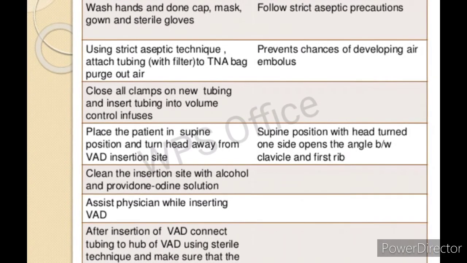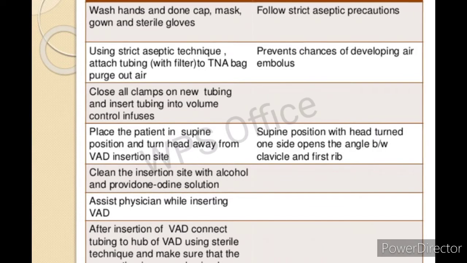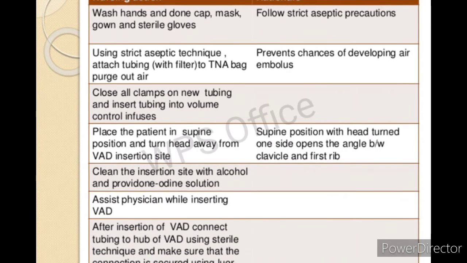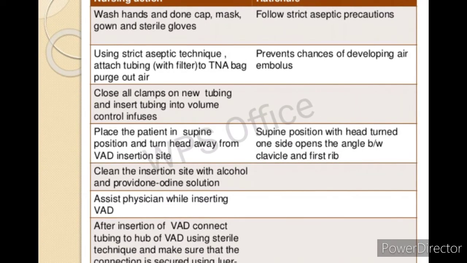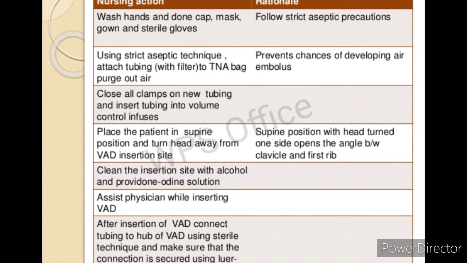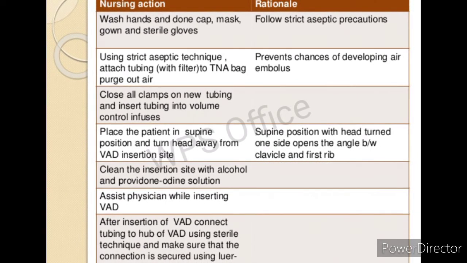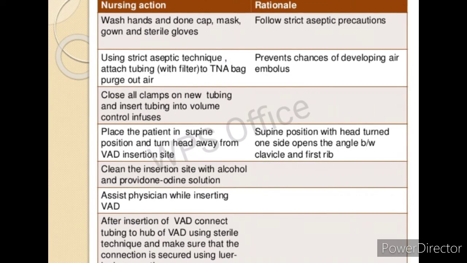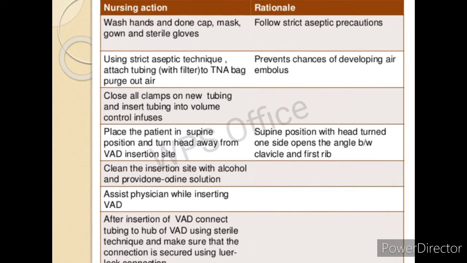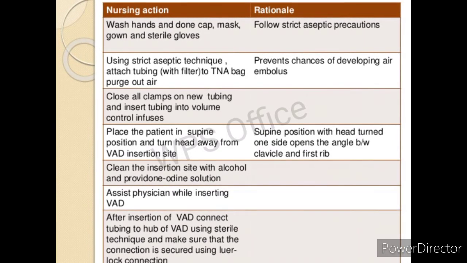Then we will assist the physician with insertion of the venous access device. It means we will assist the physician while placing the central line. The central line is to be placed by the physician only. If the patient already has a central line from earlier, then we can directly do the connections. After insertion, make sure that the connection is secure using a Luer lock connection.